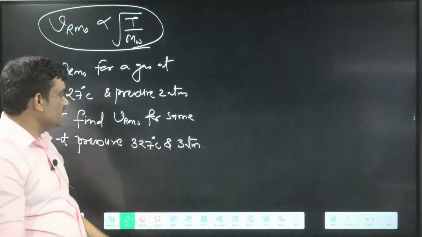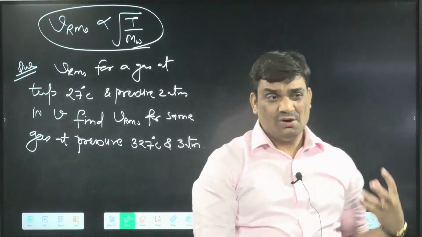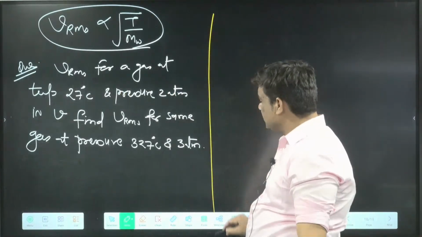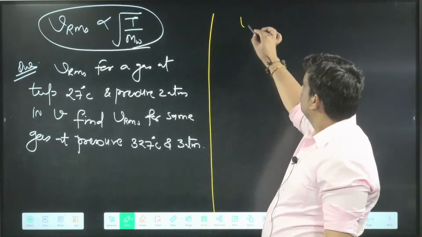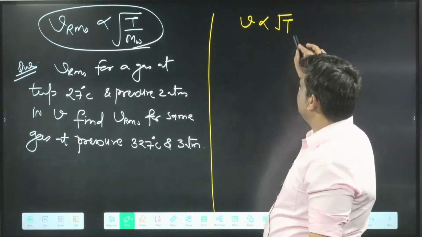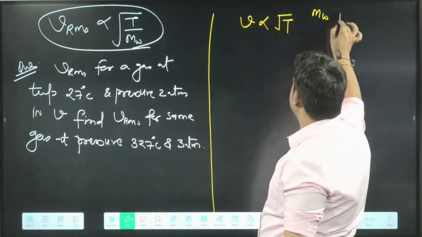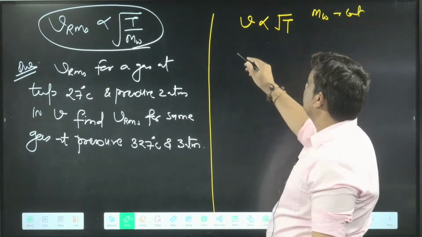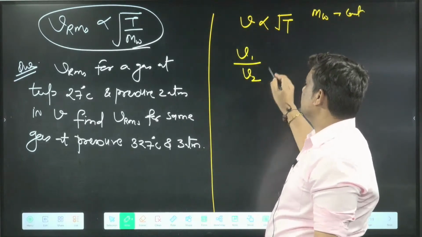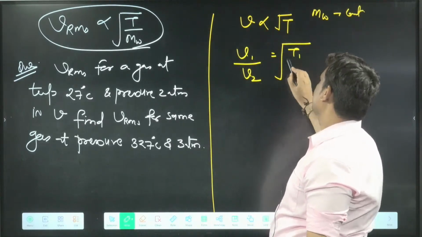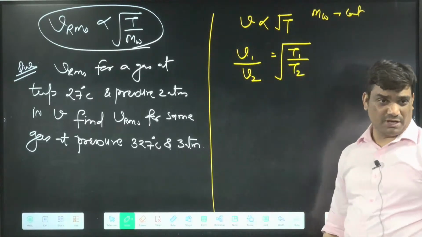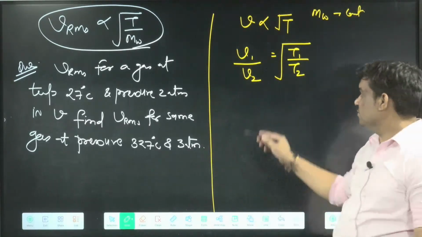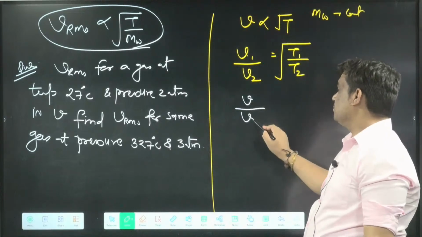Now, here temperature is given as well as pressure is given. What are we going to consider here? The gas is the same, so MW will be constant. Pressure and temperature are both given, so we are going to take the temperature. V1 by V2 will be equal to root of T1 by T2. V1 is V, V2 we have to find.